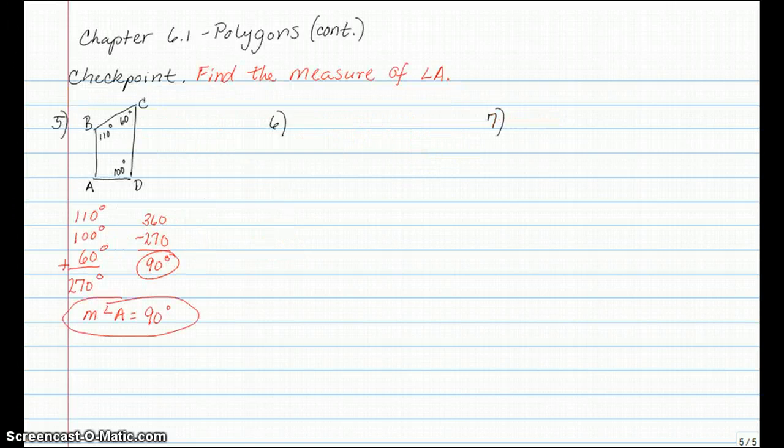Okay, this is the checkpoint from page 305. We're going to find the measure of angle A. In number 5, you have the quadrilateral ABCD. You can see the given angles. We add up the given angles, 110, 160, and we get 270 degrees. This is a mental math problem. To find the measure of angle A, we find the difference between those 3 angles and 360 degrees. So 360 degrees minus 270 degrees gives us 90 degrees. So the measure of angle A is 90 degrees.